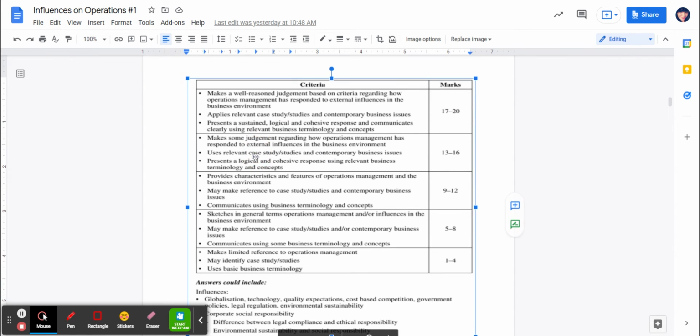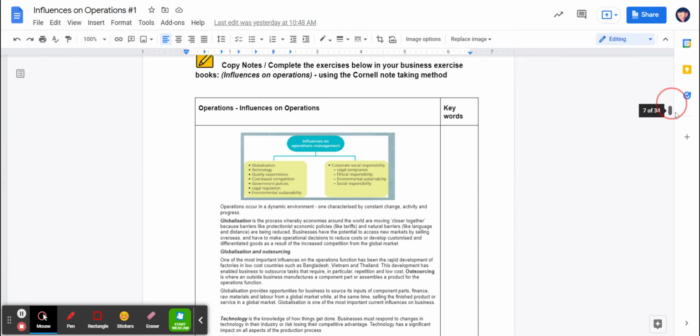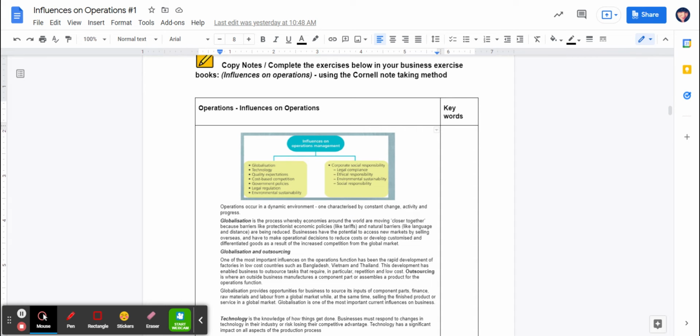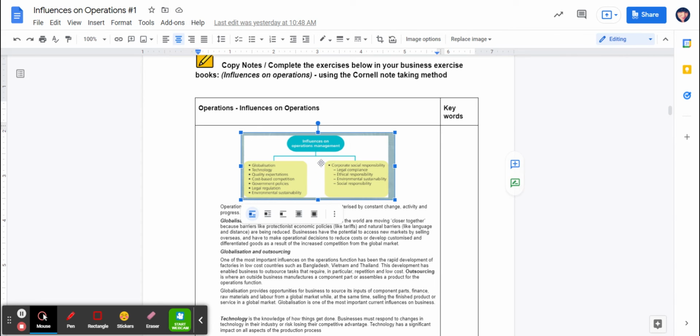These criteria are evident in each of the extended responses, including making a well-reasoned judgment, applying case studies and contemporary business issues, and presenting a sustained, logical, and cohesive response in your writing. This will begin with you putting some notes in the Cornell method on globalization and technology. This also includes having a mind map there, which will act as a signpost to organize your work.